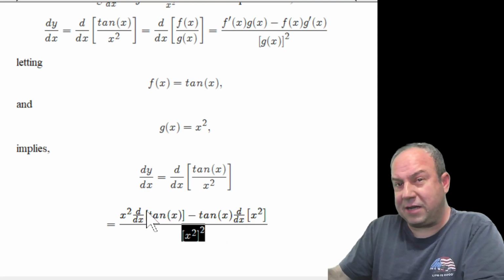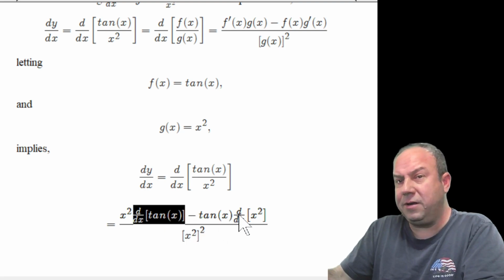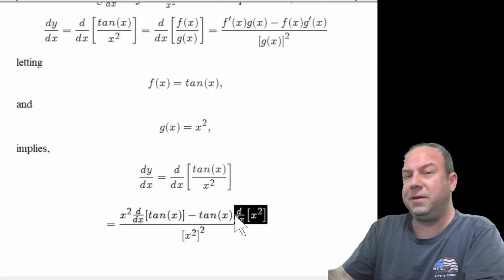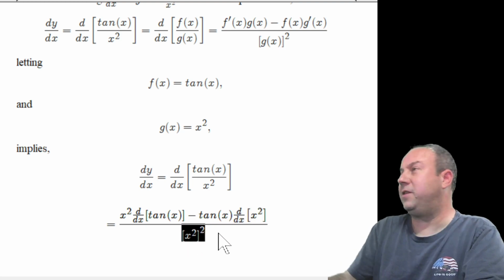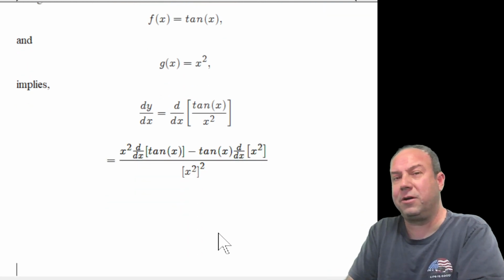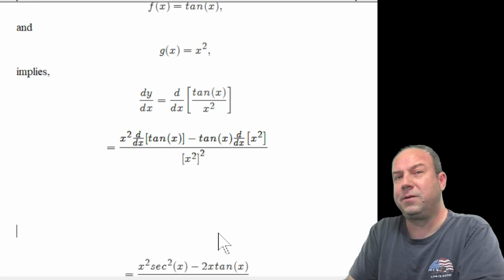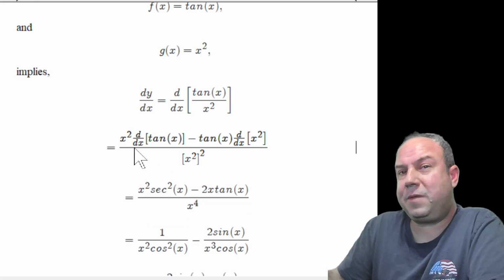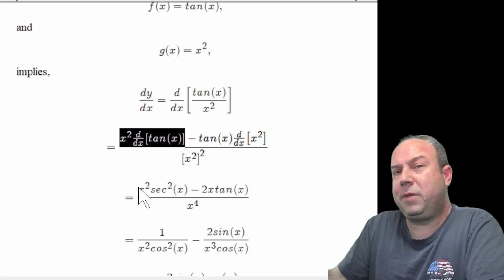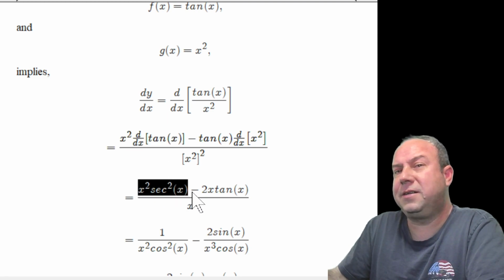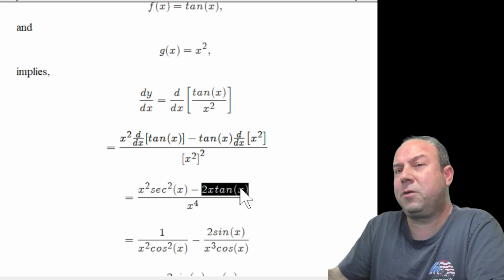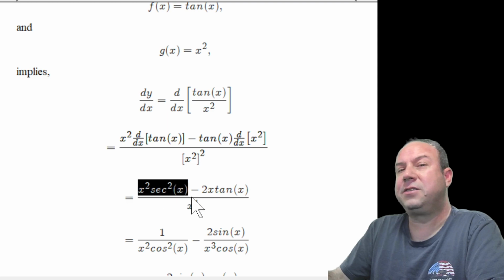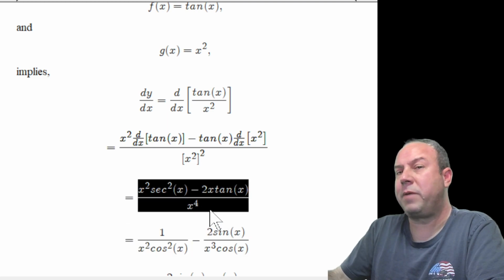Now the derivative of the tangent of x gives us secant squared. The derivative of x squared is 2x. And x squared squared in the denominator is x to the 4th power. So if we simplify that, it becomes this here. This first term becomes x squared secant squared x, minus the second term, which is going to be 2x tangent of x. And all of that is going to be over x to the 4th power.